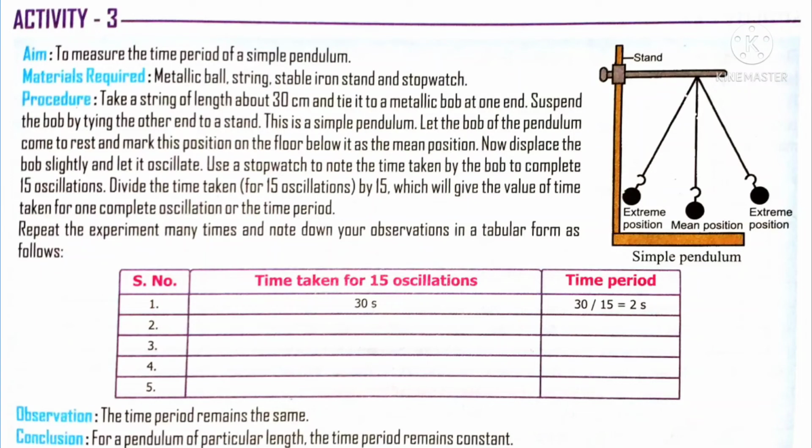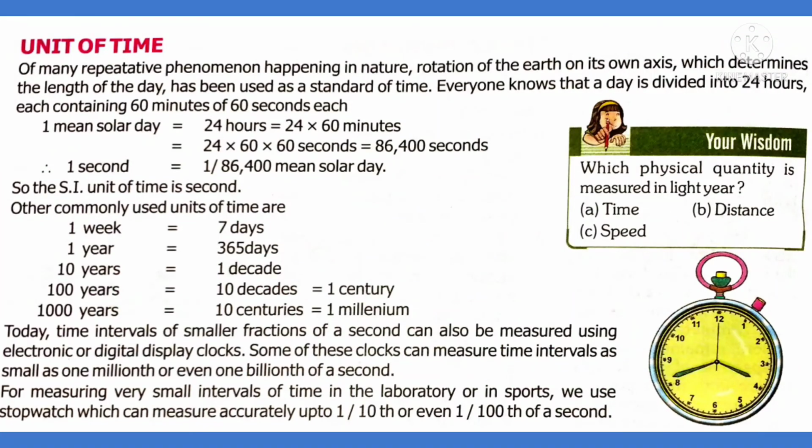We are moving on to the topic units of time. There are different units of time like hour, minute, second, etc. We know that each day is divided into 24 hours, each hour consists of 60 minutes, and each minute consists of 60 seconds. 1 mean solar day is equal to 24 hours.